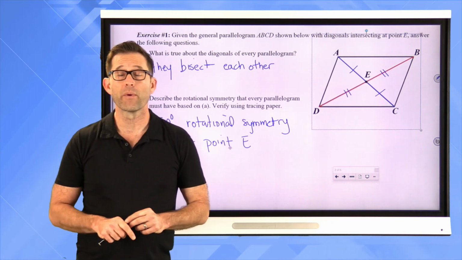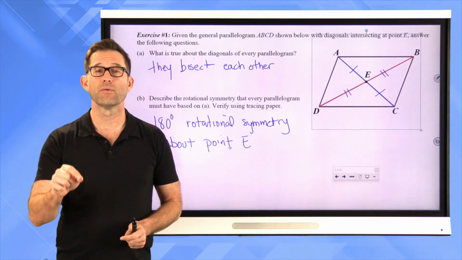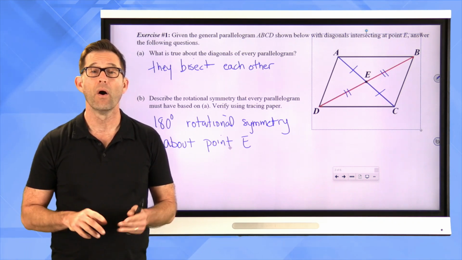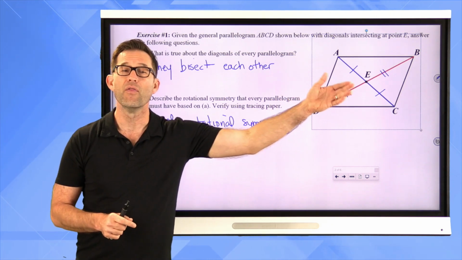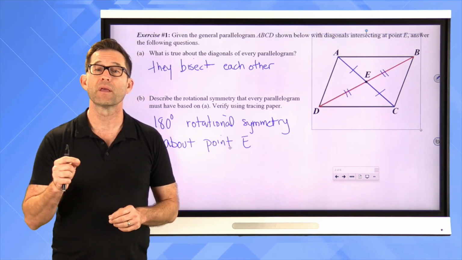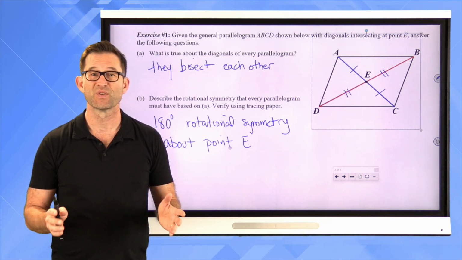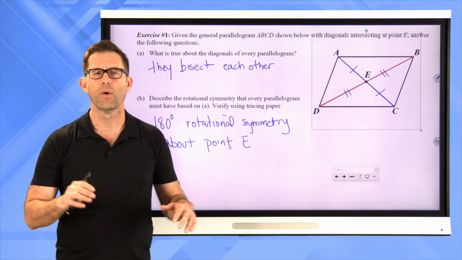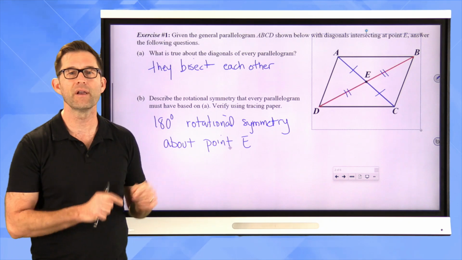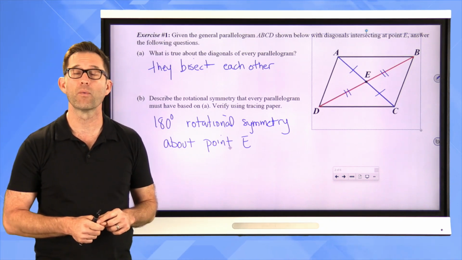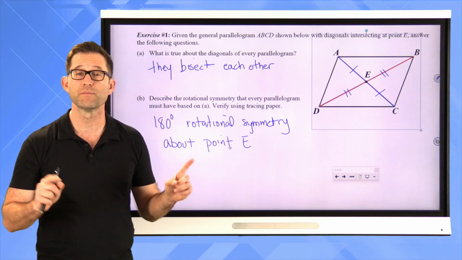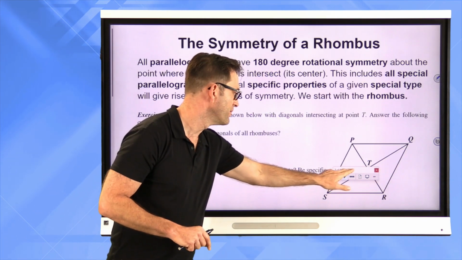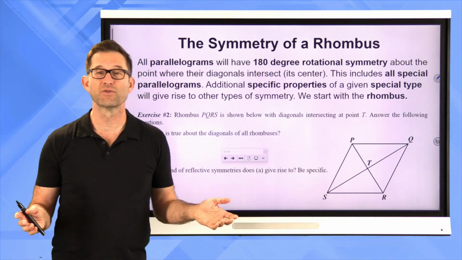Now, one thing before we move on, keep in mind that every special type of parallelogram, and those are the rectangle, the rhombus, and the square, all three of those inherit this particular rotational symmetry because they're all parallelograms. Cool, but that's it. There's nothing more. There are no lines of reflective symmetry. There's 180-degree rotational symmetry about the point where the two diagonals intersect, and there's one specific reason for that, because they bisect each other. All right, so now let's talk about the symmetry of a rhombus.